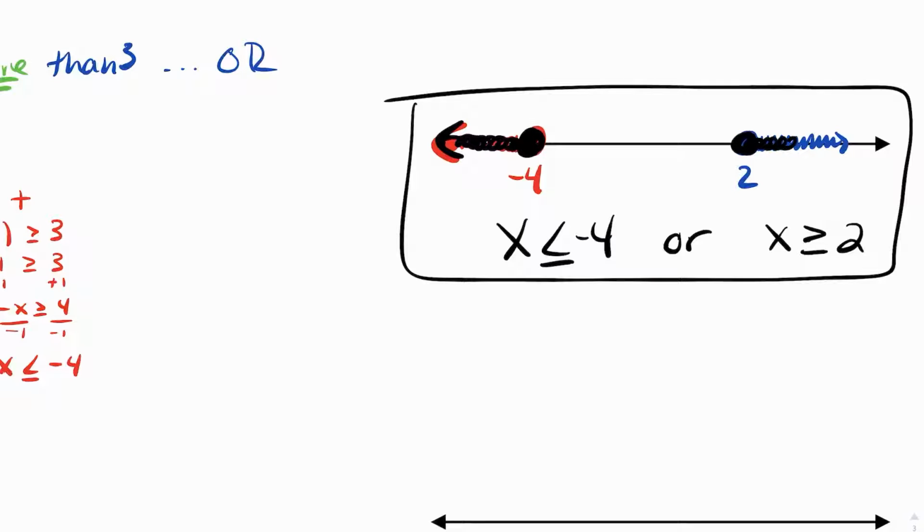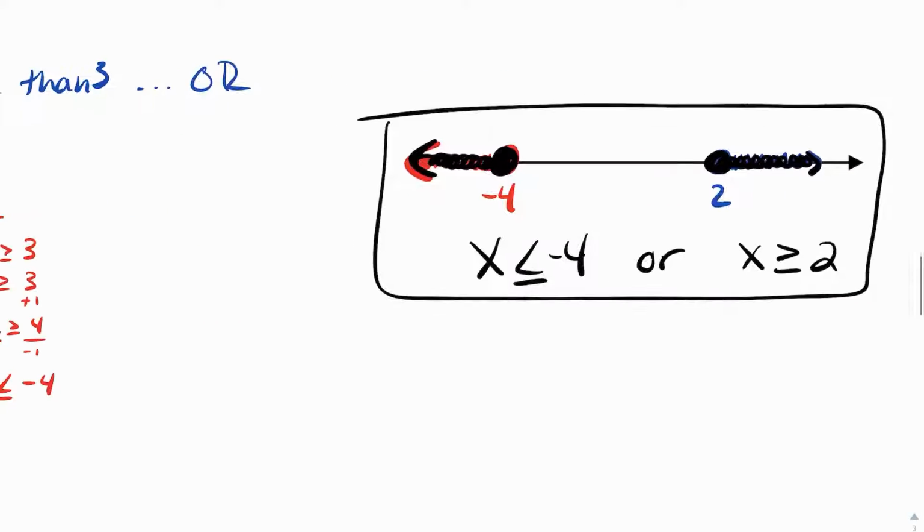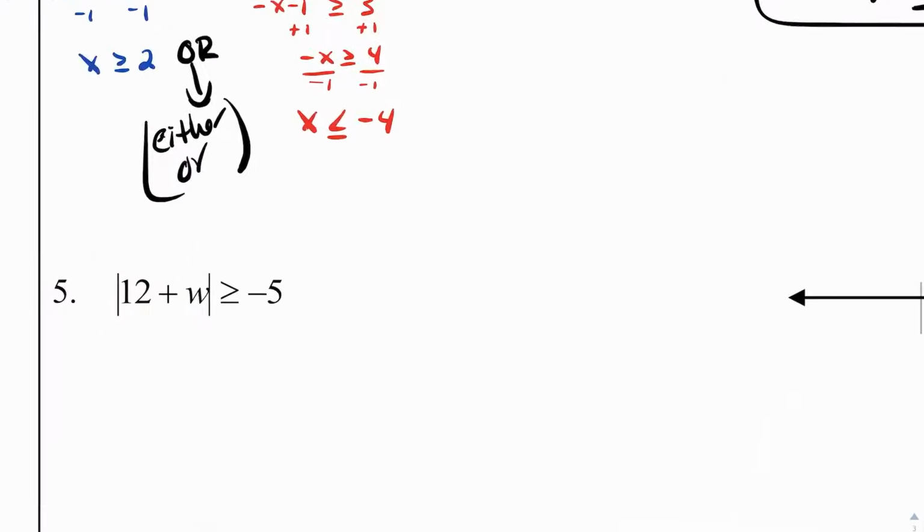But OR graphs should always go away from each other. If I want more distance, I need to go away from something. So these graphs are going away from each other. Let's look at our next one.